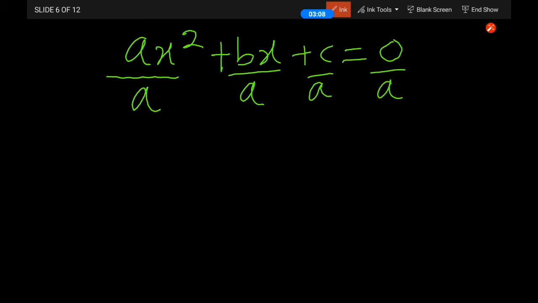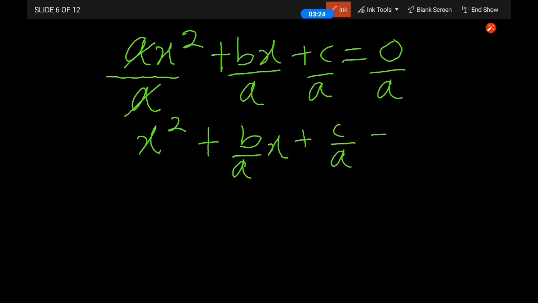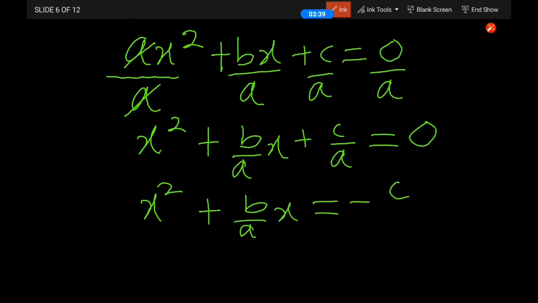So you will notice that a will cancel a in this place, so we are going to be left with x squared plus b over ax plus c over a equals 0. Now the next thing I'm going to do is to take the constant to the other side, and that will be x squared plus b over ax equals minus c over a. We have taken the constant to the other side.